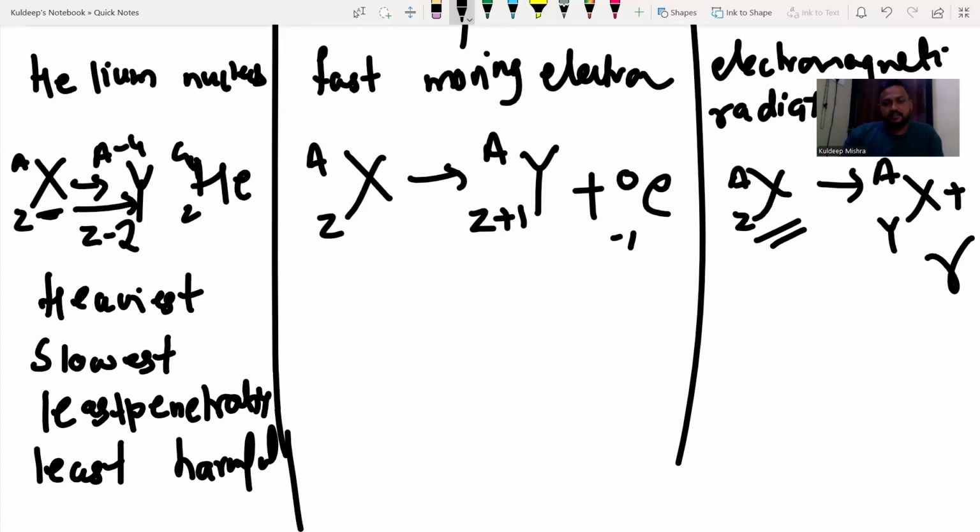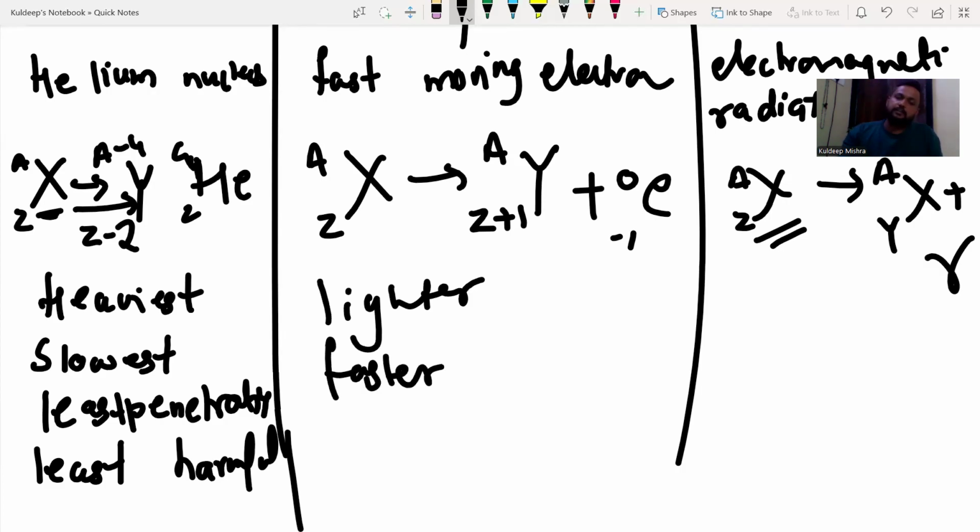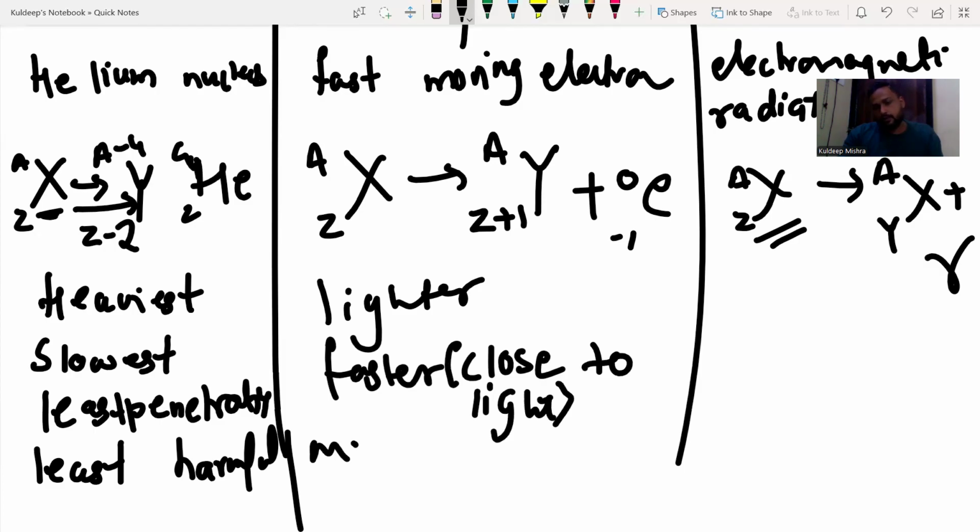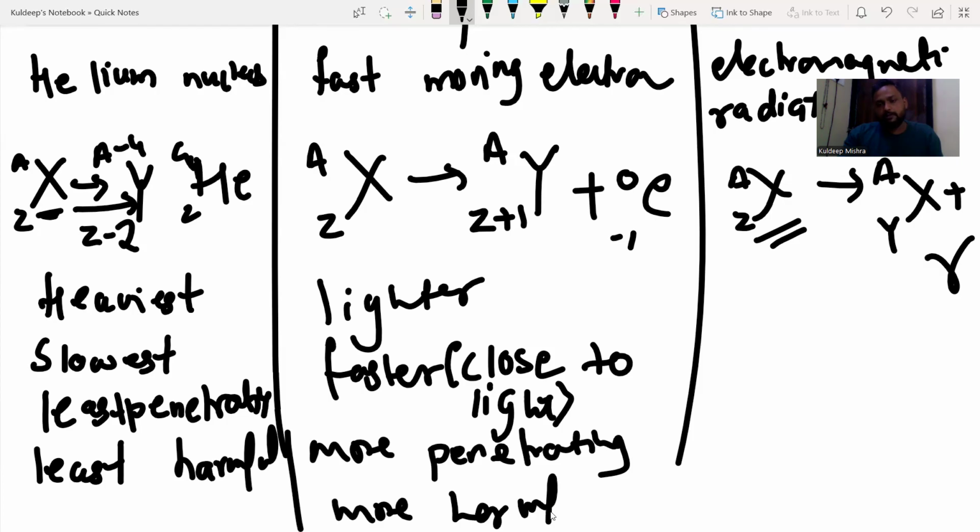Now obviously this is lighter and it is faster. Its speed is close to speed of light. Okay, not equal to speed of light, close to speed of light. And it is more penetrating, more harmful. More penetrating and more harmful. That's why you keep it in a lead box. Okay, you always use a lead box for radioactivity. They absorb the radioactive emissions.